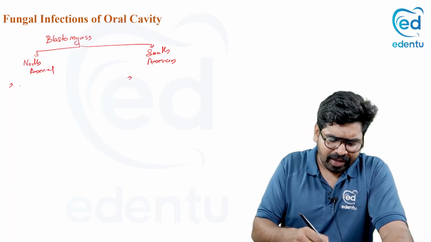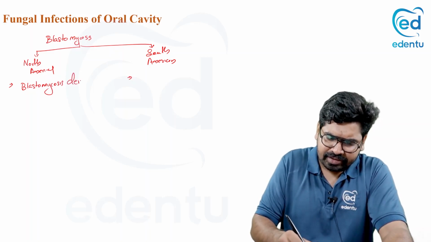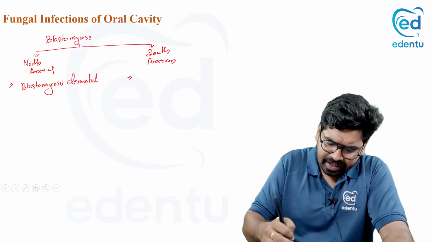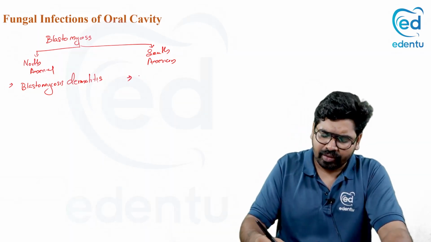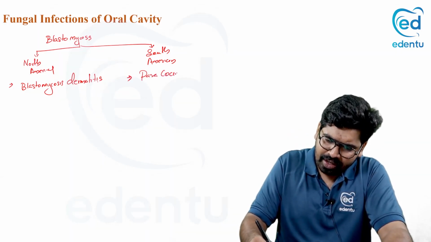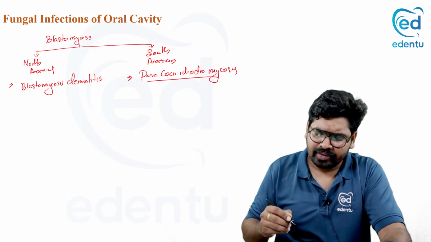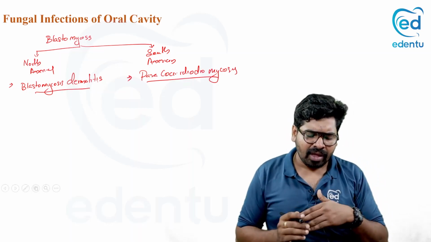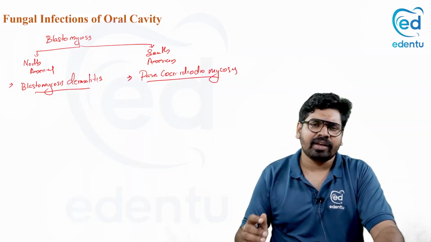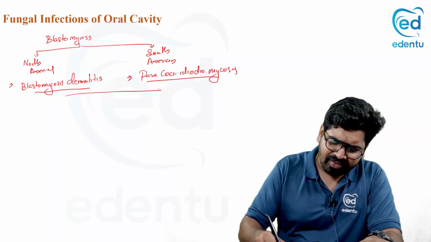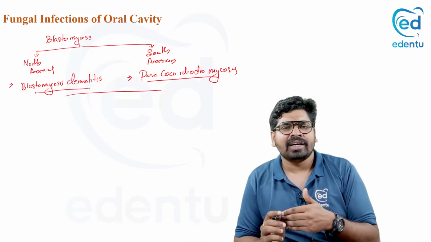North American blastomycosis is caused by the fungus Blastomyces dermatitidis, and South American blastomycosis is caused by Paracoccidioides brasiliensis. So these are the two fungal organisms. And the manifestations are usually similar here. Both are present in your skin and your oral mucosa, and they make this infection.